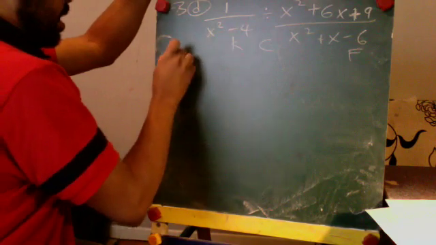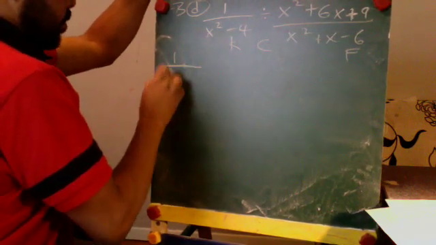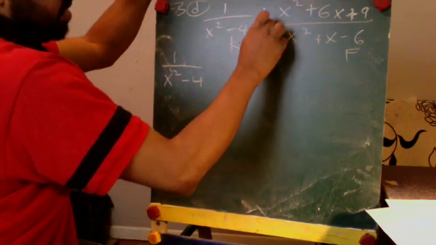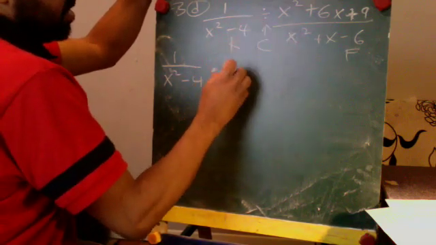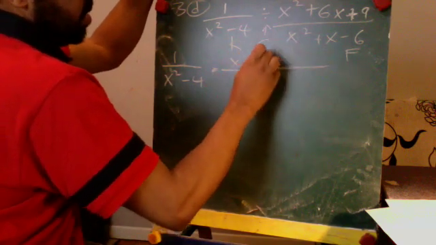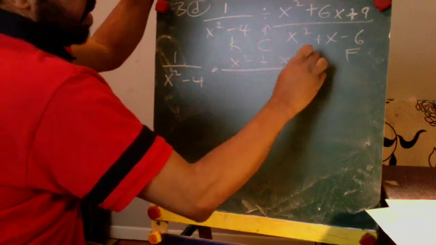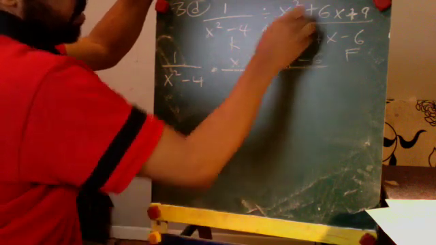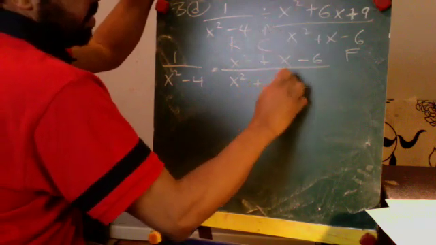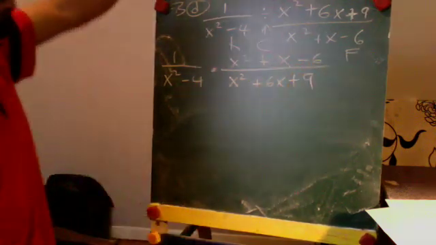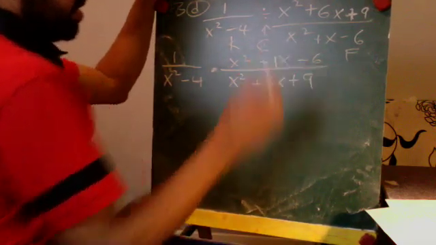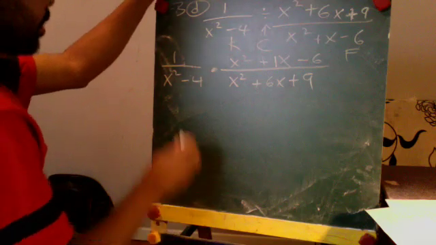So I keep the left fraction, 1 over x squared minus 4. I change this division to multiplication, which is going to give me x squared plus x minus 6. And this is going to become the denominator of the second fraction, x squared plus 6x plus 9. And so I want to factor, I want to put a 1 here. I'm going to factor.